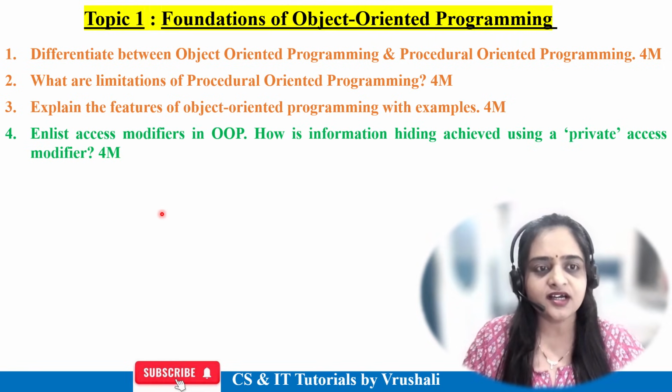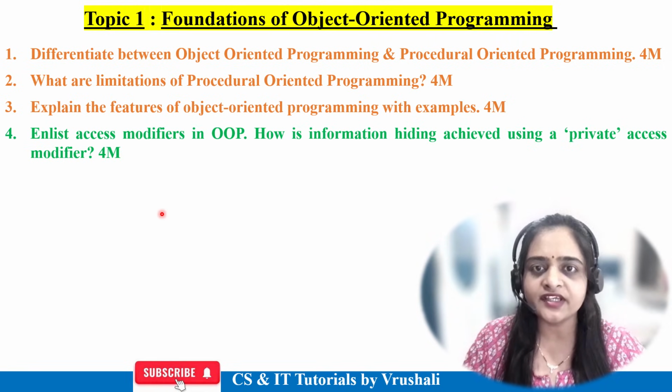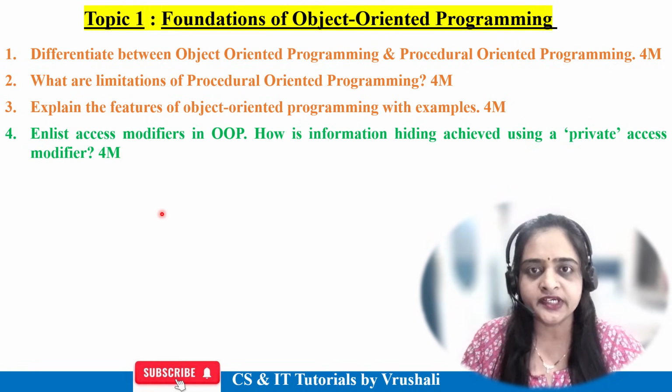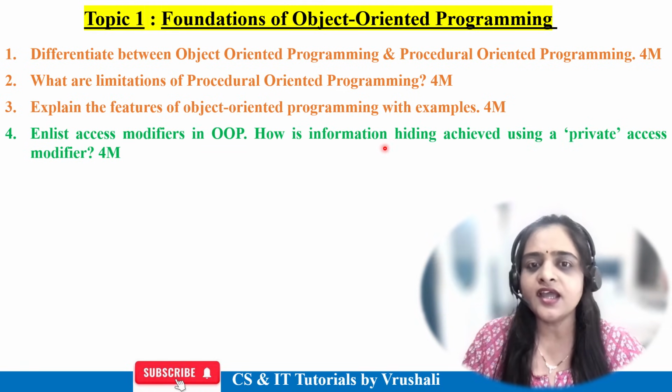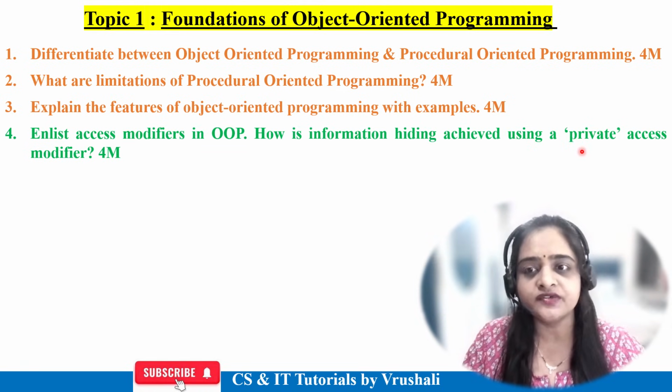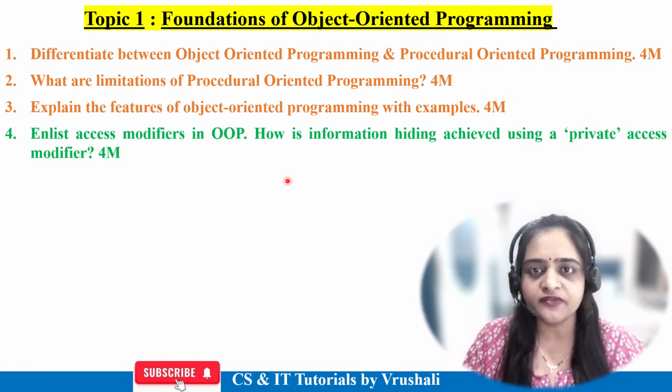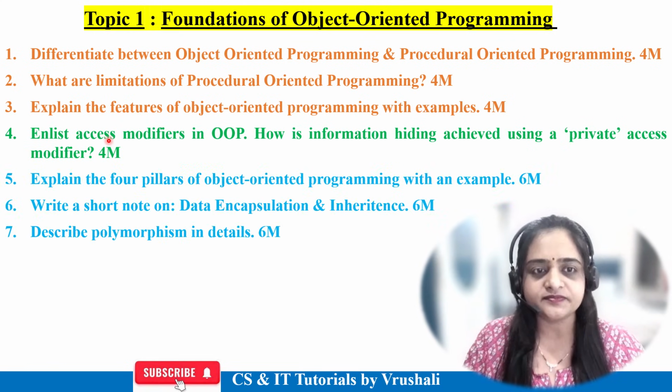The next question is based on access modifiers like private, public, protected. The question is: enlist access modifiers in OOP and how information hiding is achieved using the private access modifier. So here you have to explain any simple code regarding the private access modifier for 4 marks.